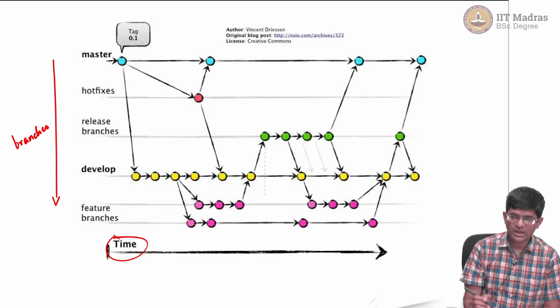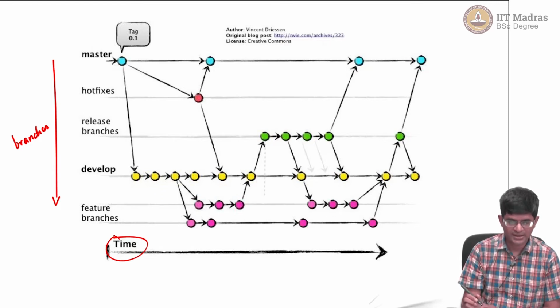Okay. So now what are these branches? Why do you need different branches? And what are these arrows going around between the different branches, right? That's the main thing that we want to understand.